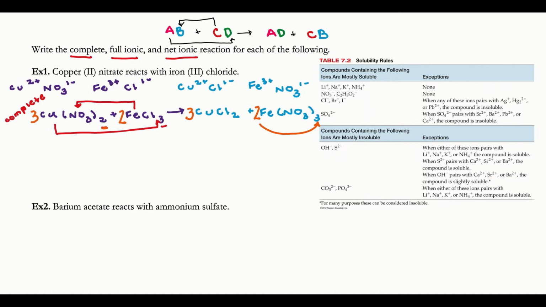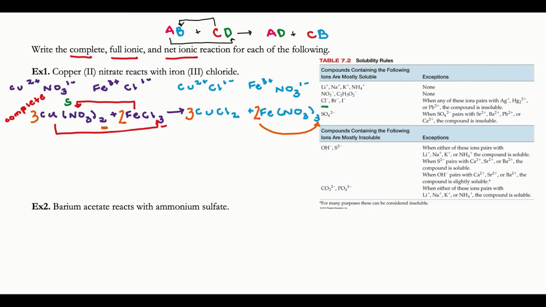The first thing I'm going to do is go through all 4 of my compounds and decide which are soluble and which are insoluble. I'm first going to look at copper nitrate. If I look at my rules, it says right here, nitrates, NO3 minus, there are no exceptions, meaning compounds that contain nitrate are always soluble. So I'm just going to put an S up above here to stand for soluble. Iron chloride, so I'm going to look and I see that I've got chlorine right here.